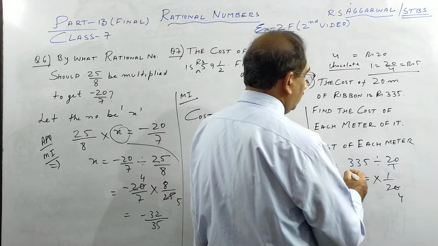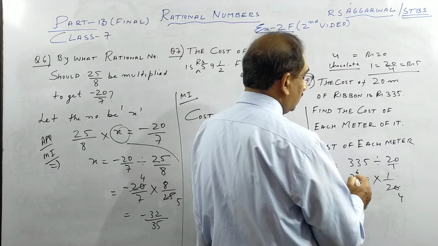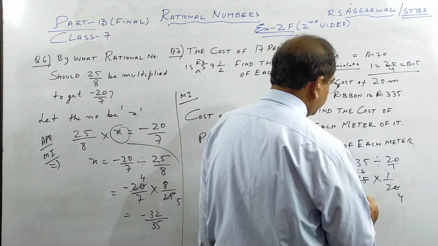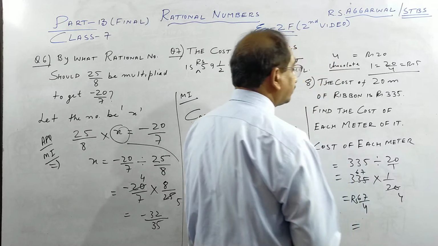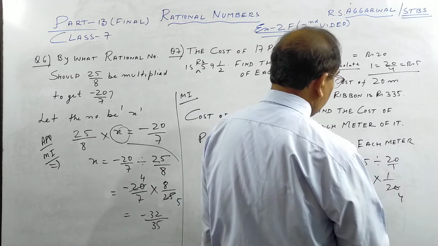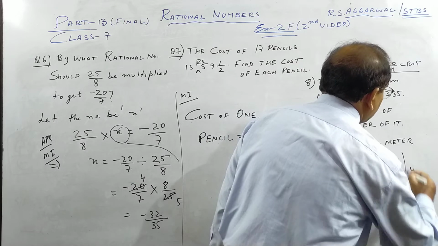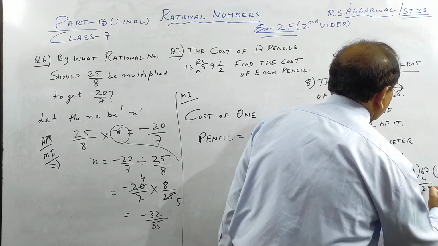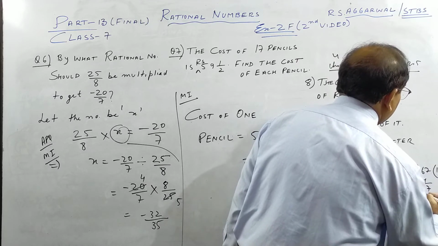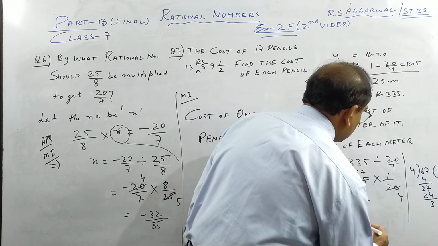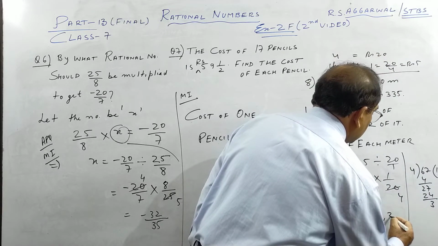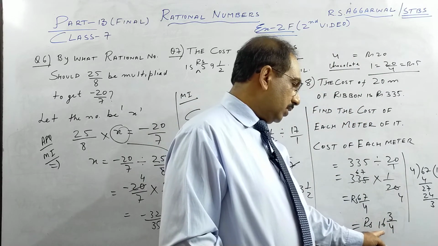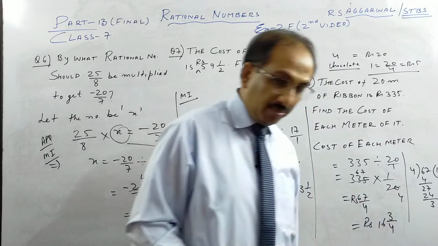5 4's are 20, and if you divide by 5, it will be 67 by 4. This is the cost of each meter of cloth. So when you do the division of 67 by 4, it will go 16 times, 4 6's are 24, so the answer will be rupees 16 3 by 4. You can check back: 16 4's are 64 plus 3, 67 by 4.